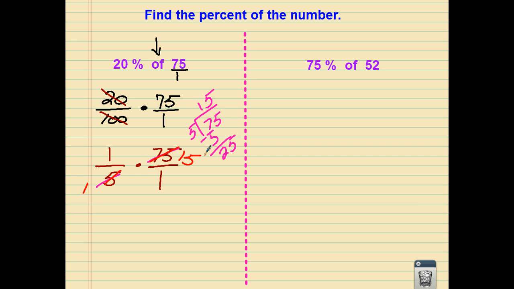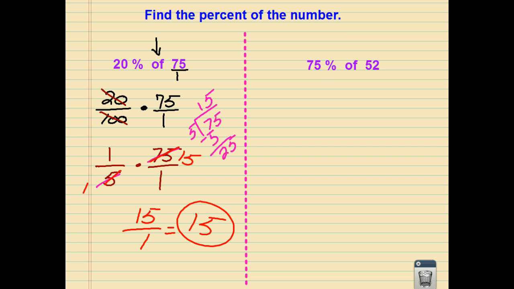And now we can multiply straight across. So we have 1 multiplied by 15 is 15, and 1 multiplied by 1 is 1, and that would simplify to 15. So when it comes to 75 cupcakes at the school function, and we want to save 20% of them for our teachers, we would leave 15 for them to eat.